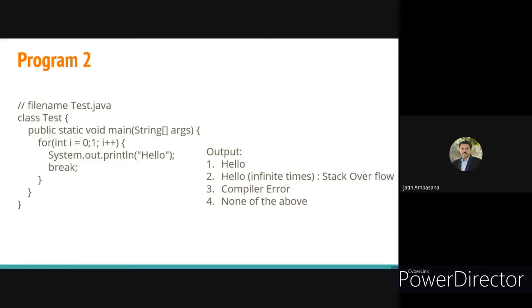Okay, and i increments by 1, and inside the loop it says System.out.println hello. It prints hello and then says break. So what will happen? It will print hello and then break out, or it will print hello infinite times and will overflow the stack, or it will give the compiler error, or none of the above. Yes, can anyone say what would be the answer of this?